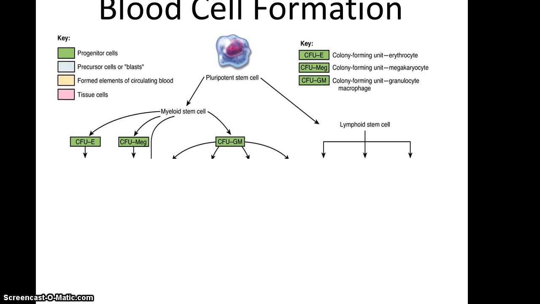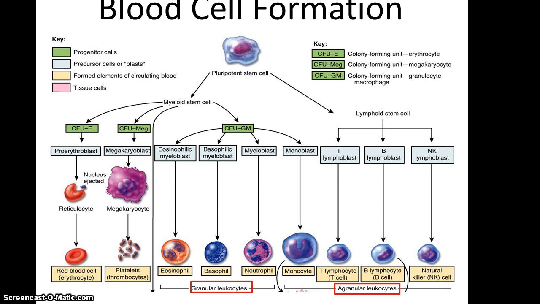And then it will differentiate into either a myeloid stem cell or a lymphoid stem cell if it's going to make blood cells. And from there, the myeloid stem cells can break down into some different colony-forming units, either for erythrocytes, which is red blood cells, megakaryocyte, which will eventually become platelets, or granulocytes. And then from there, as you can see in this beautiful chart, you can get it to differentiate further into the different kinds of blood cells.